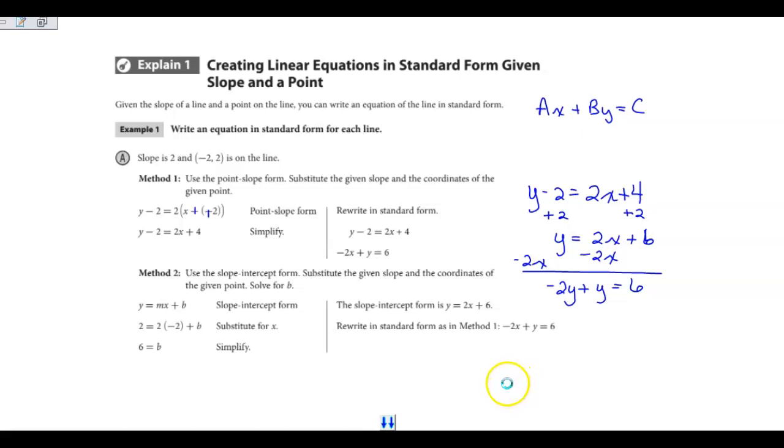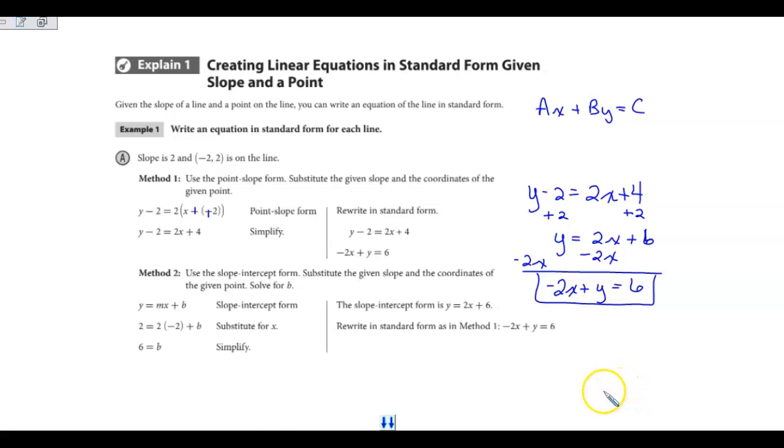Sometimes they prefer to have the standard form with the very first, and I made a mistake here, I gotta fix this. That should be negative 2x, sorry. Sometimes they want that first term to be positive. And if they ask for the first term to be positive, then you would divide everything by -1, or multiply both sides by -1. And in that case, you would have 2x minus y equals -6. But if it doesn't ask for it to be done that way, this is considered the correct terms.